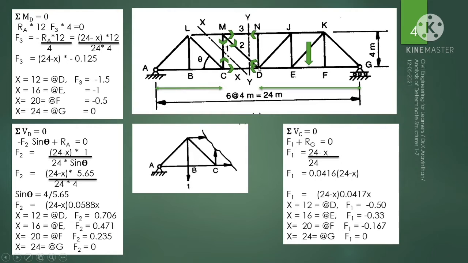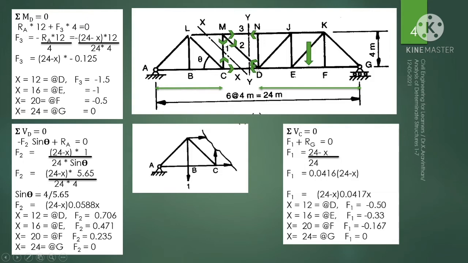I will be taking moment at D, Ra into distance, which will be 12. So Ra into 12, which is clockwise, and you have the member 3 here. So f3 into distance is 4, perpendicular distance, and f3 into 4. To find f3, we can take this outside, minus Ra into 12 by 4. We can substitute Ra as 24 minus x by 24. We have the remaining 12 by 4. Okay, let us simplify this. You will be getting, let us substitute the coordinates.